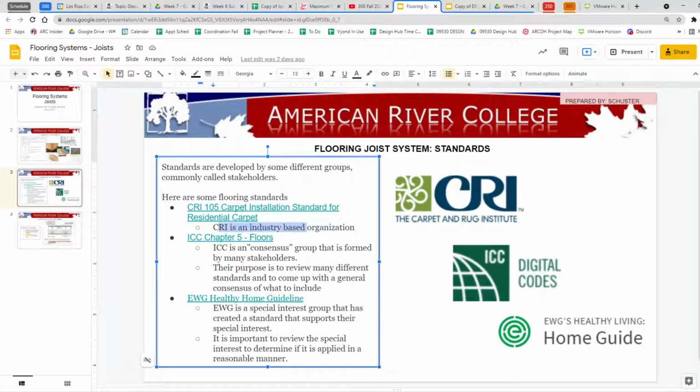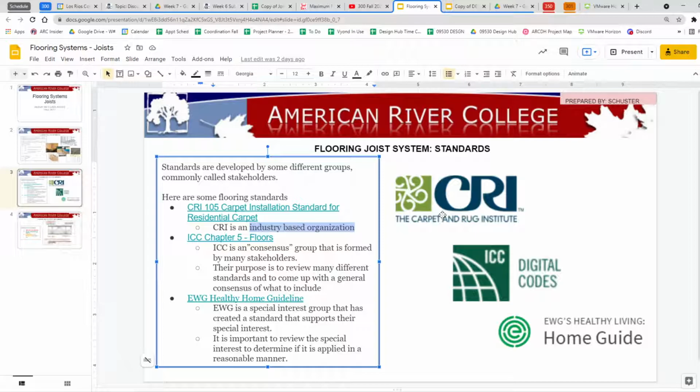CRI, Carpet and Rug Institute. I mean, who made that one up? Well, I looked at it. There's a ton of manufacturers and a ton of sales groups, and there's even some architects and interior designers that belong to the Carpet and Rug Institute. And so that's what's called an industry-based organization.